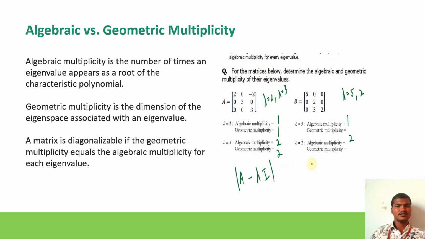Algebraic versus geometric multiplicity. Algebraic multiplicity is the number of times an eigenvalue appears as a root of the characteristic polynomial. Geometric multiplicity is the dimension of the eigenspace associated with an eigenvalue. A matrix is diagonalizable if the geometric multiplicity equals the algebraic multiplicity for each eigenvalue.